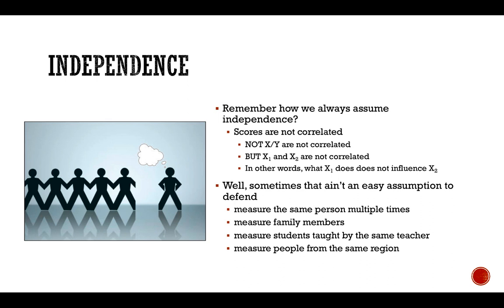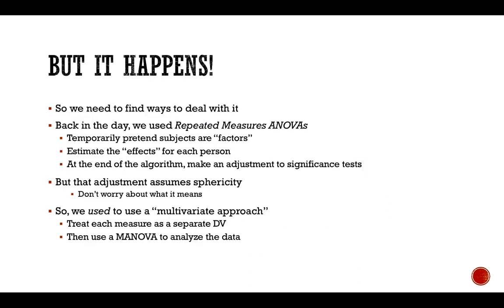Likewise, if we measure students taught by the same teacher, the way they answer the questions are probably going to be correlated because we are indirectly assessing the teacher's skill. And likewise, if we measure people from the same region, their scores are going to be correlated with one another. But it happens. So scores become correlated. And back in the day, the way we used to deal with it, the way that I was taught, I was taught both ways.